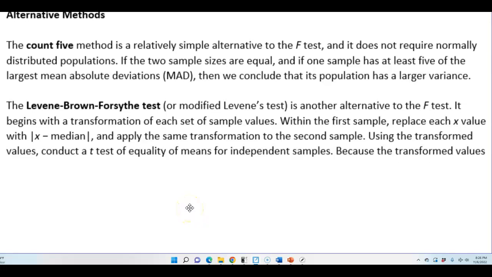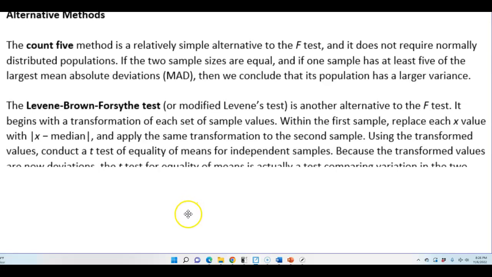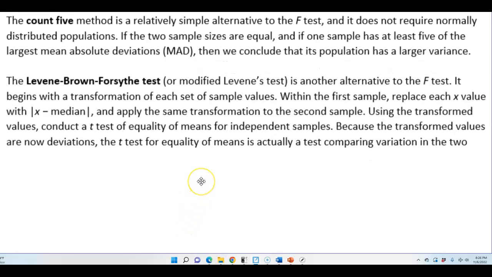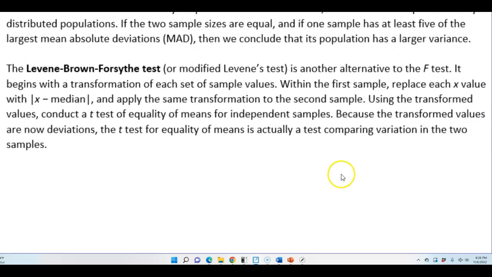And then the other one is the Levene-Brown-Forsyth test. It's another alternative to the F test. It begins with a transformation of each of the sample values: within the first sample, replace each x value with the absolute value of x minus the median, and then apply the same transformation to the second sample. Using the transformed values, conduct a t-test of equality of means for independent samples, and because the transformed values are now deviations, the t-test for equality of means is actually a test comparing variation in the two samples.